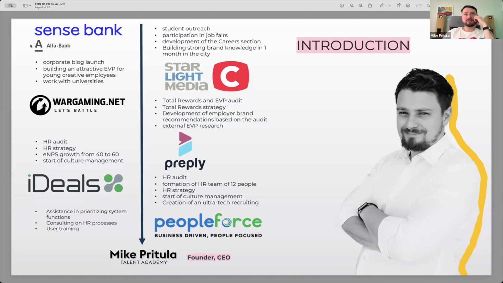I built an EVP for this company, for STB, based on understanding of our target audience. What else? We did some internal branding activities, like we were designing our offices in line with our employer brand, with all these colors and the gradient. We developed some merchandise for our newcomers, like a newcomer package. Yeah, we also organized some internal features and things to reflect our employer brand.